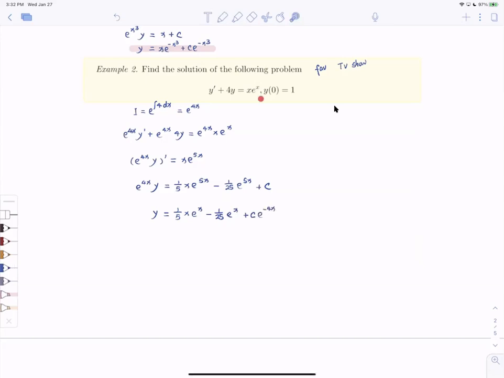And now you have the initial value, so you plug this in. Since y(0) equals 1, we know that 1 equals 0 minus 1 over 25 plus c. So this will give us c equals 26 over 25. Therefore, your y will be 1 over 5 x e to the x minus 1 over 25 e to the x plus 26 over 25 e to the negative 4x. So this is your final solution. Okay, any question?